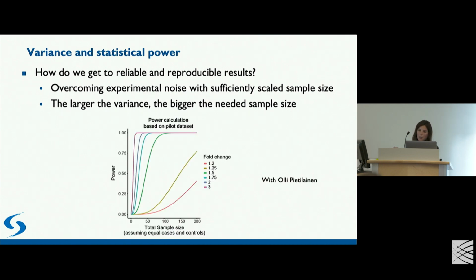A good practice for study design is to first run power calculations based on a pilot experiment, and then compute the variance in a specific experimental setting. The needed sample size can then be estimated based on the amplitude of the desired effect. So the larger the variance, the bigger the sample size is going to need to be.